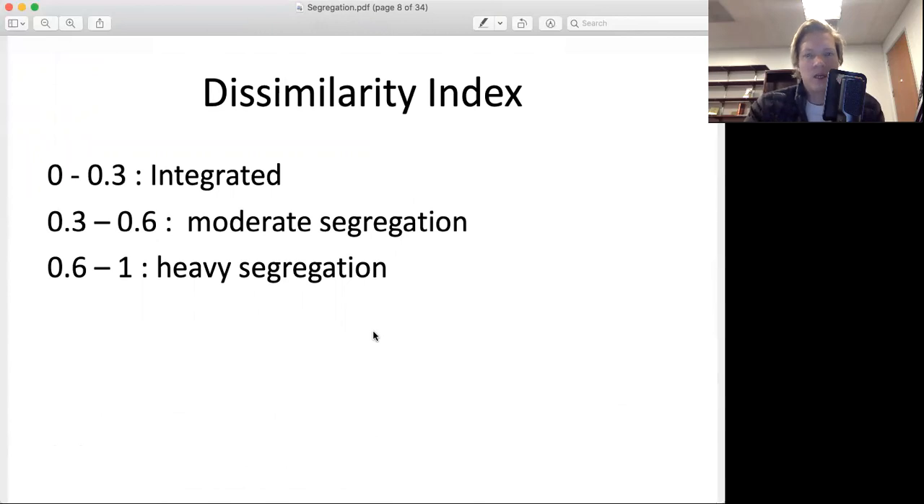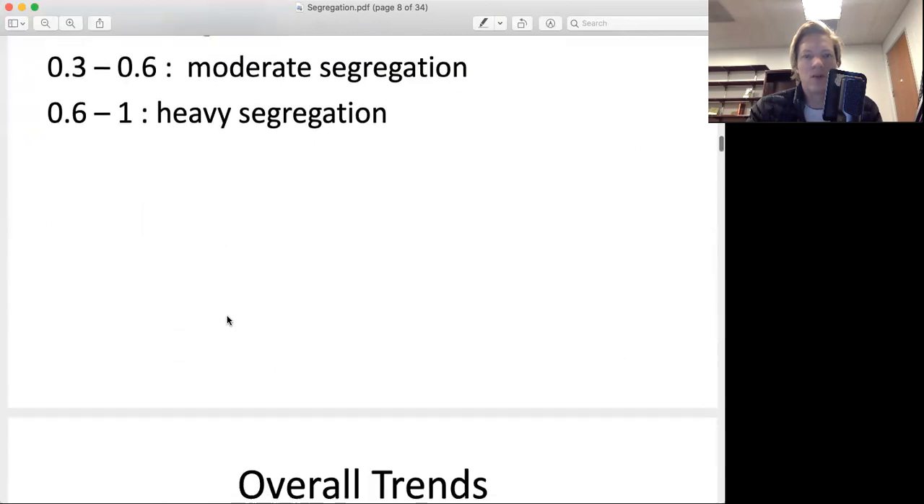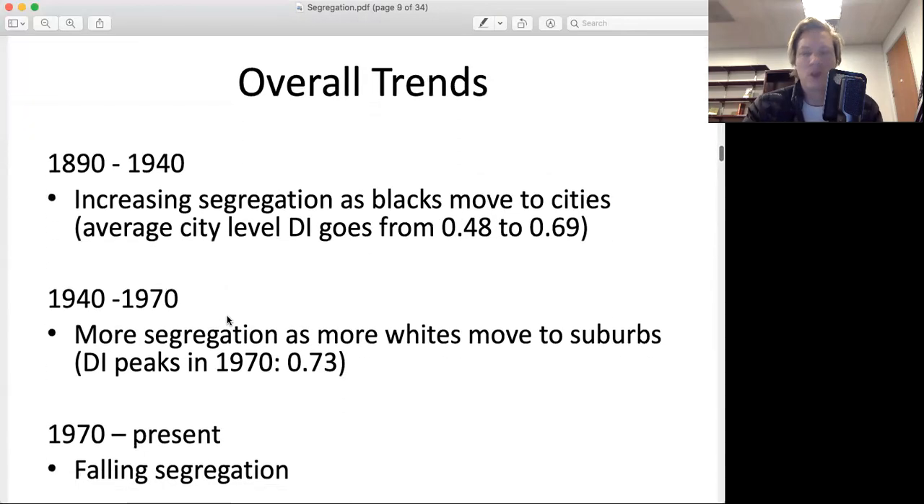Generally, social scientists have said cities between 0 and 0.3 are integrated, between 0.3 and 0.6 are moderate, and above 0.6 are heavily segregated. So the overall trend is that we do have increasing segregation from 1890 to 1940 during the first wave of the Great Migration.